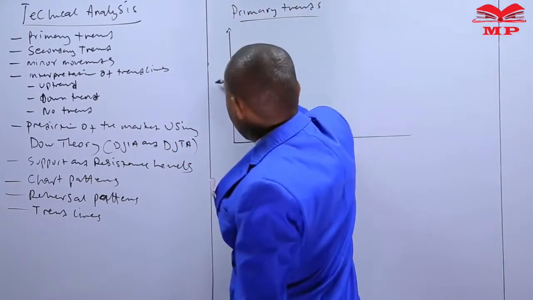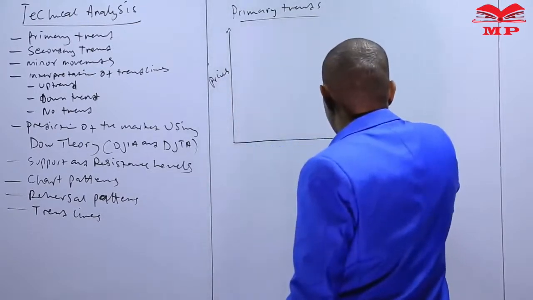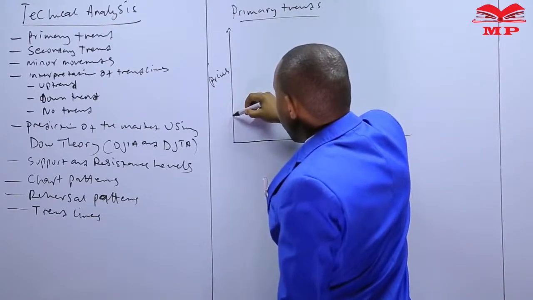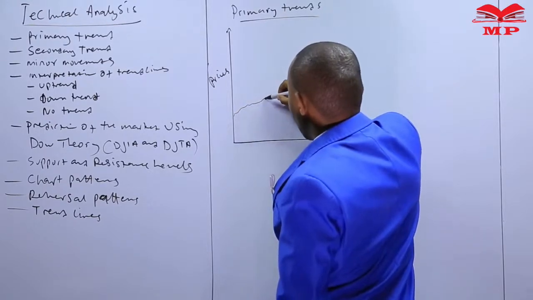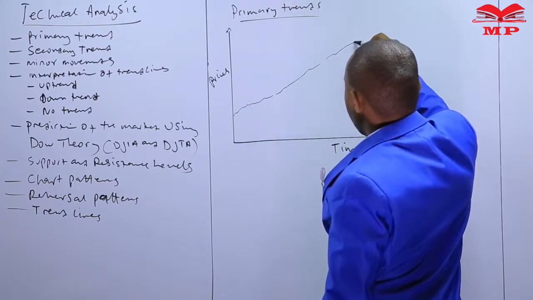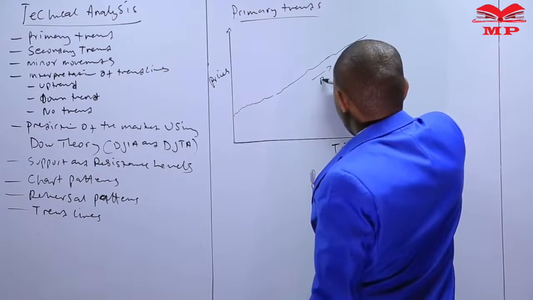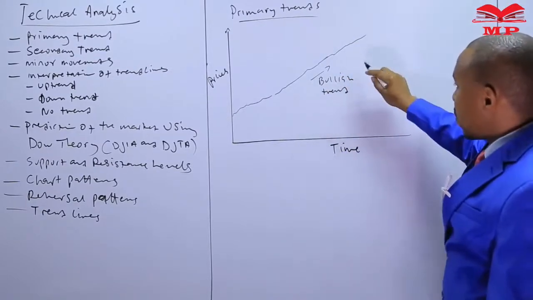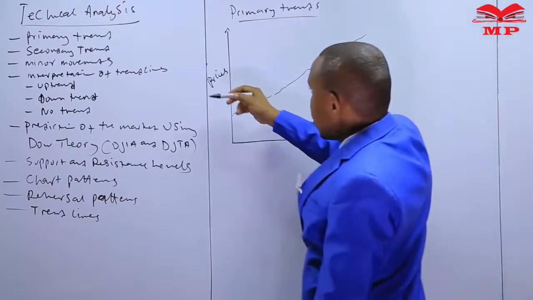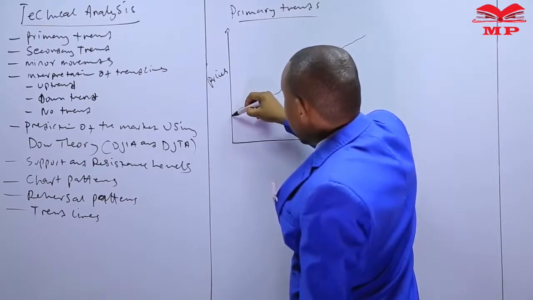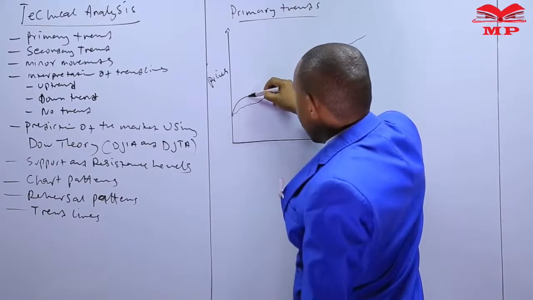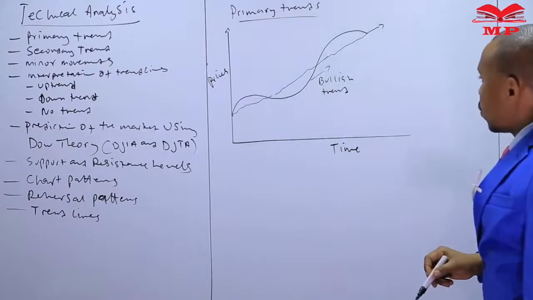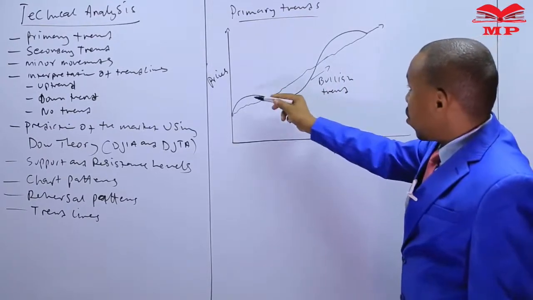Here we have increasing prices, and here we have time. So the security price is moving upward, a bullish trend. Bullish means that it's moving up. Bearish means that it's moving down. Trying to explain the primary trend, it is in form of waves, rather tides. So that is an indication of a bullish trend based on the primary trend.